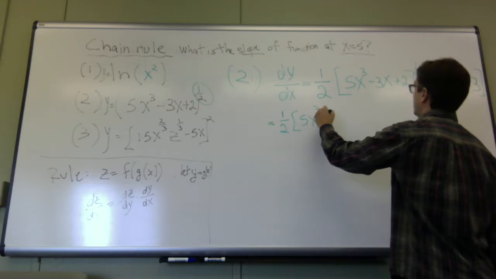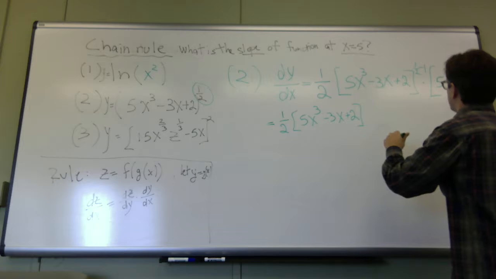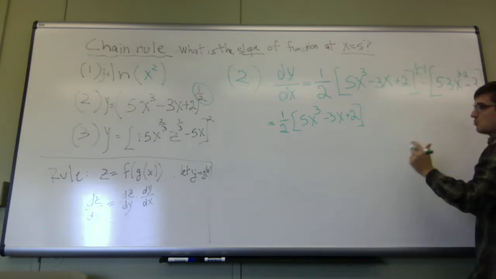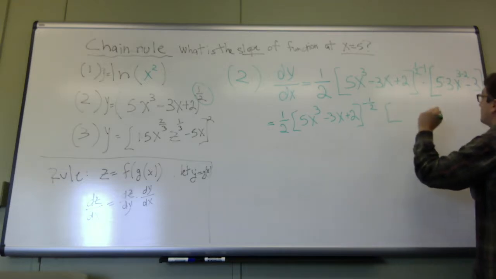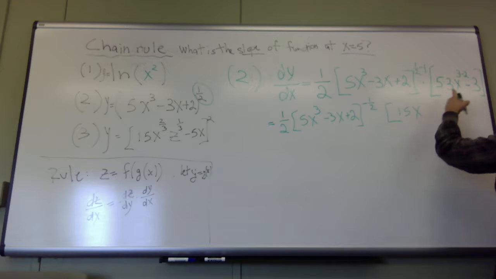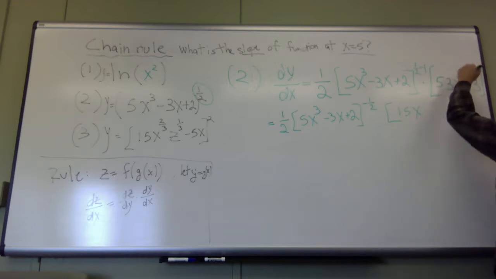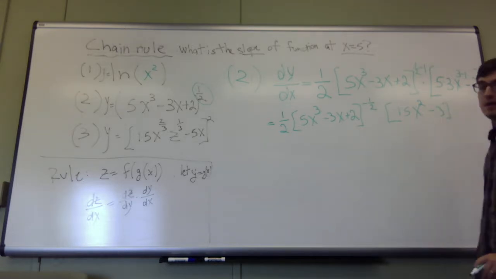Let's simplify this a little bit, and we get this: 1/2 times 5x to the power of 3 minus 3x plus 2, to the power of 1/2 minus 1, that is the power of minus 1/2. And this multiplies 5 times 3, which is 15x to the power of, oops, sorry, I made a mistake here, 3 minus 1, which is 2, so 15x squared minus 3. And this is your answer.